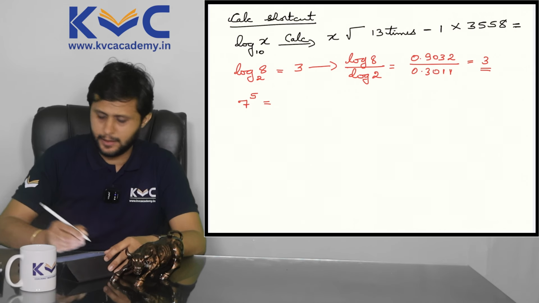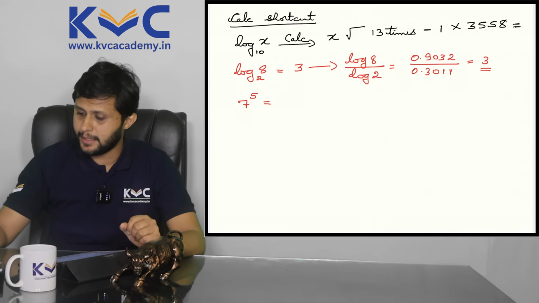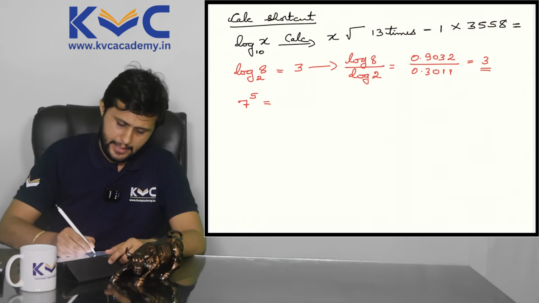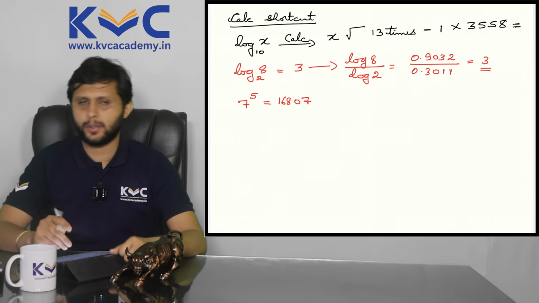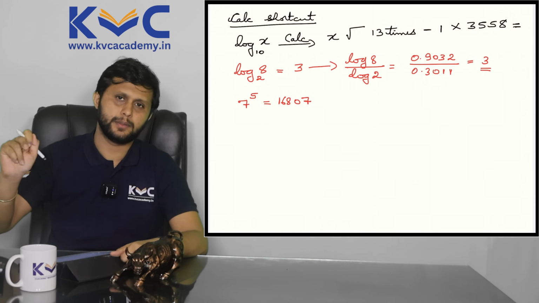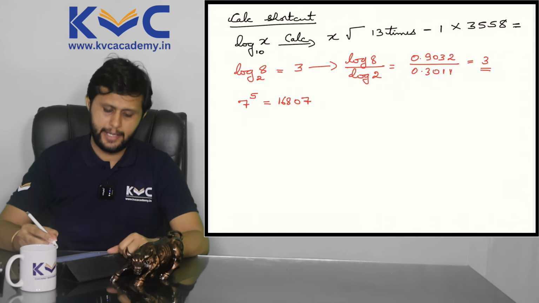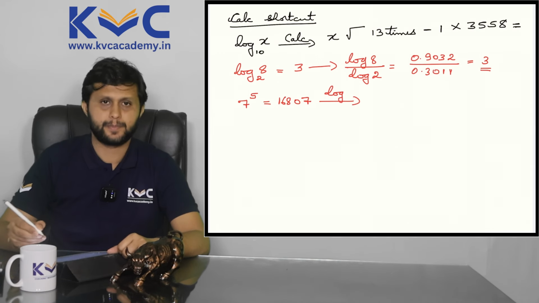First we'll take the answer. How much is this? Let's try. 7 square is 49, cube is 343, raised to the power 4, raised to the power 5. I get the answer as 16807. 7 into 7 into 7 into 7 into 7 in your calculator: 7, double multiply, equal to, equal to, equal to, equal to. So we get 16807.